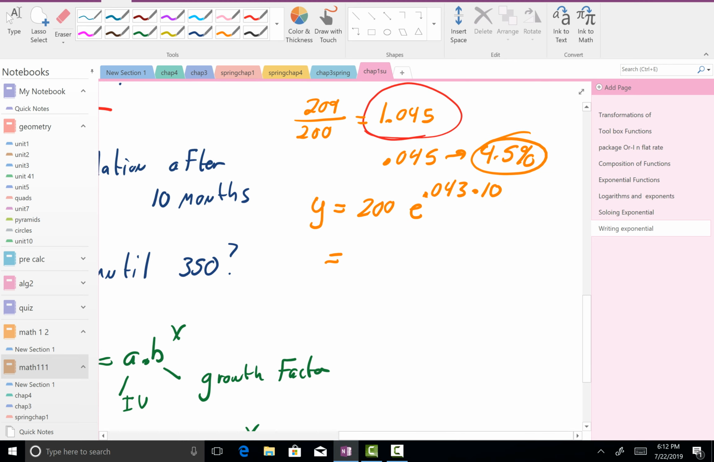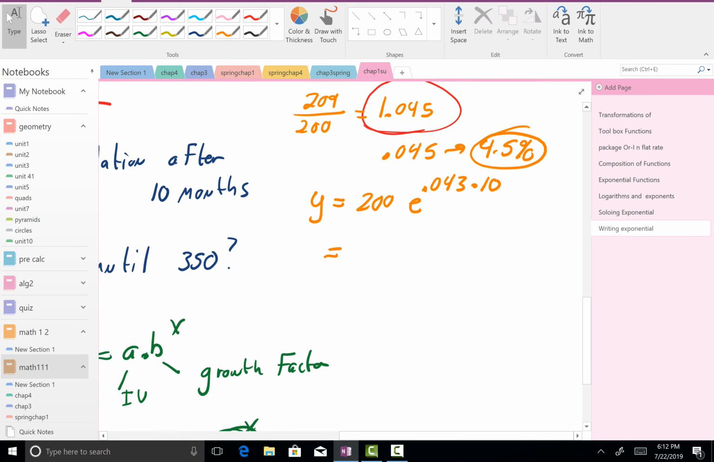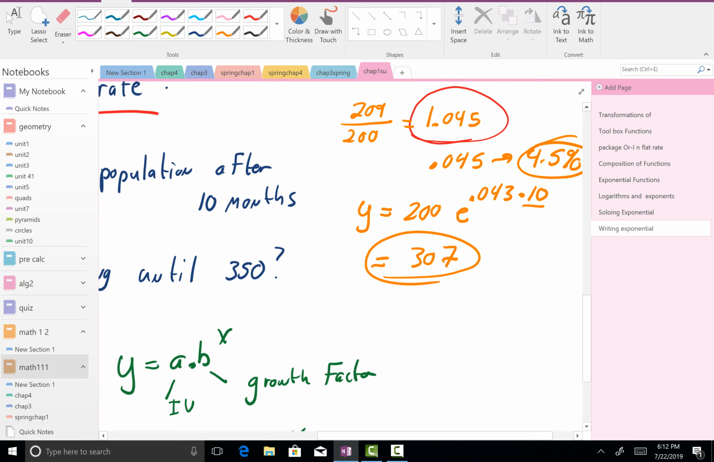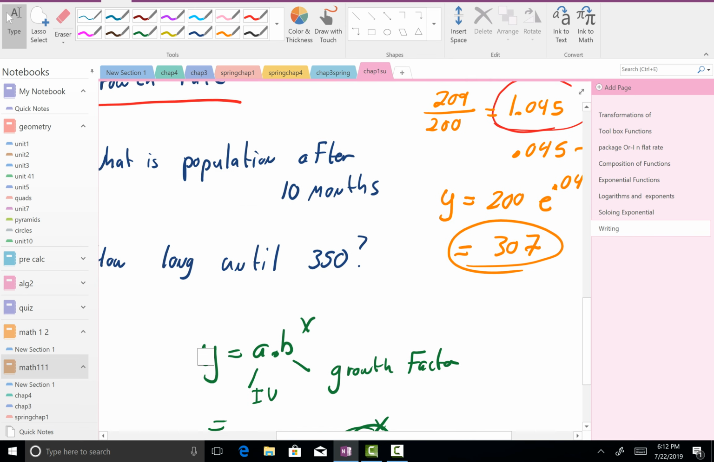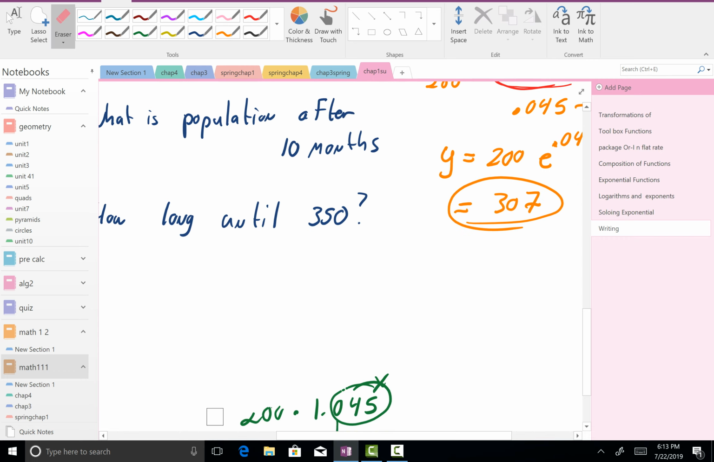So what did you get? Drop in the decimal and see what you get. How much? 307. Okay. So after 10 months, we got 307. Okay. Cool. So far, all we've been doing is using this equation, all right, and just manipulating it.